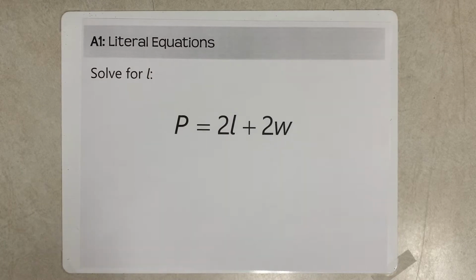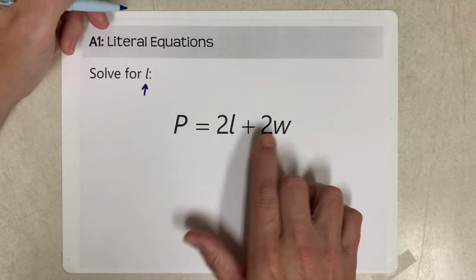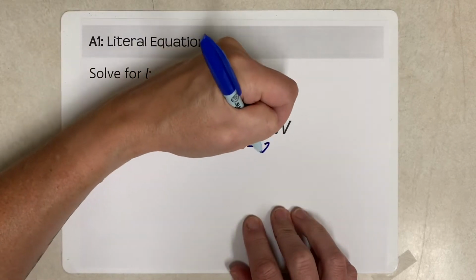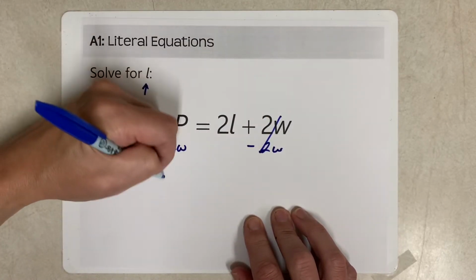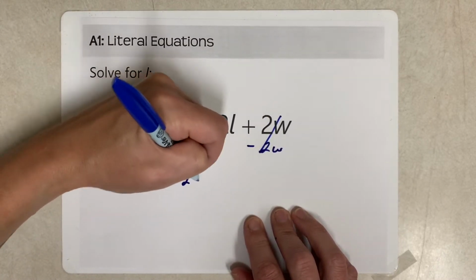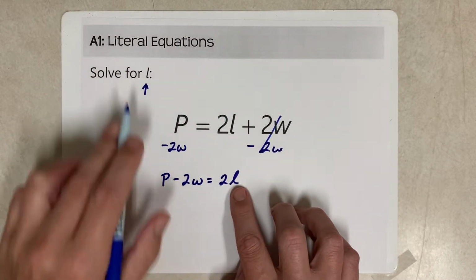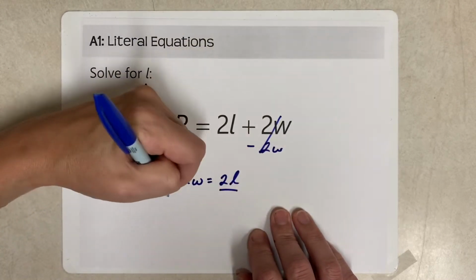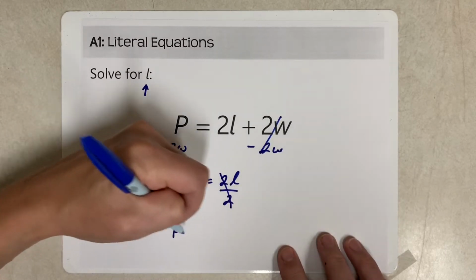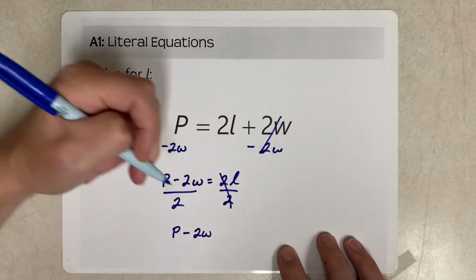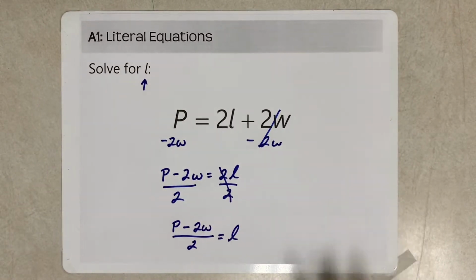This time, it looks like I have an equation for the perimeter of a rectangle, and I need to get L by itself. So I need to get rid of this whole 2w term, just move it to the other side. So I'm going to get P minus 2w equals 2L. Well, I have 2L, I want 1L. And so I'm going to divide by 2 on both sides. Those will cancel, and I get P minus 2w over 2 is equal to L, and I now have L by itself.